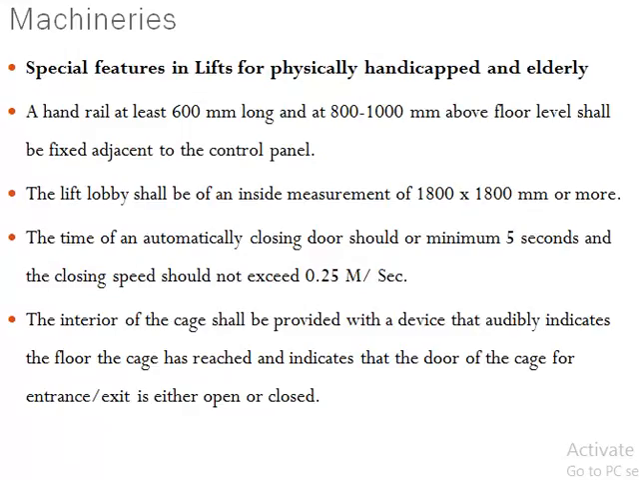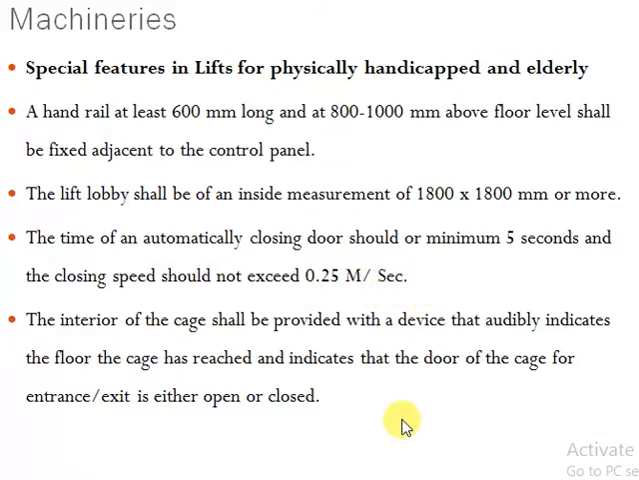Then for people who are using a wheelchair, a handrail should be provided which should be a minimum of 600 mm long, and it should be installed at 800 mm to 1000 mm above the floor level. The lift lobby should have an inside measurement of 1.8 meters by 1.8 meters minimum, and the time for the automatically closing door should be a minimum of 5 seconds, and the closing speed should not exceed 0.25 meters per second.